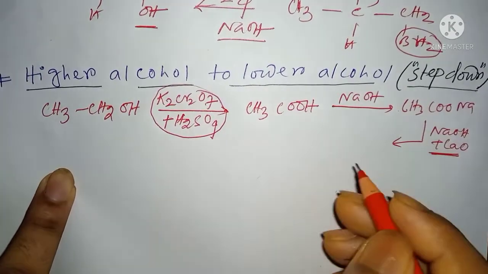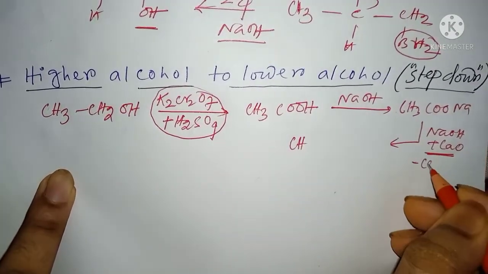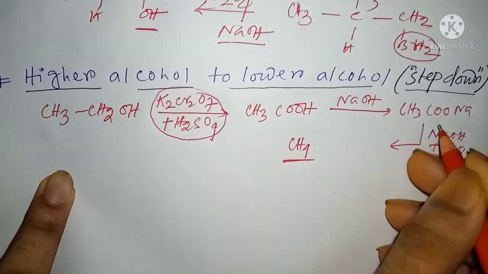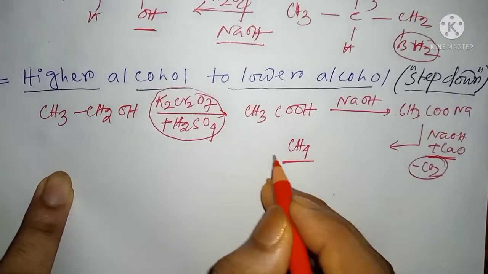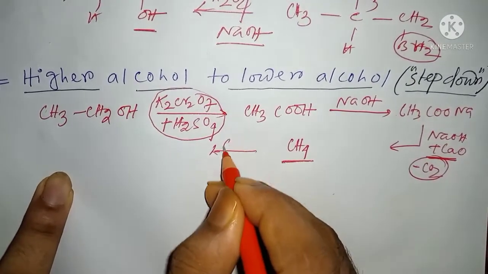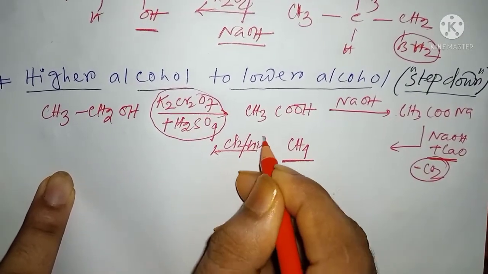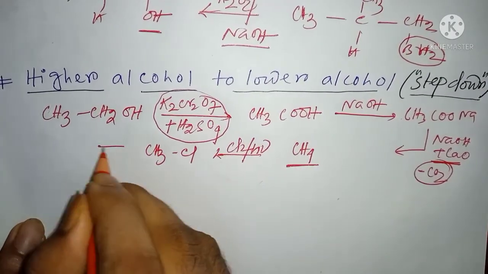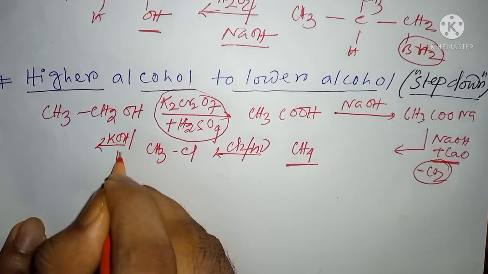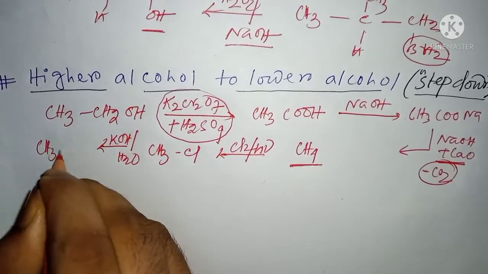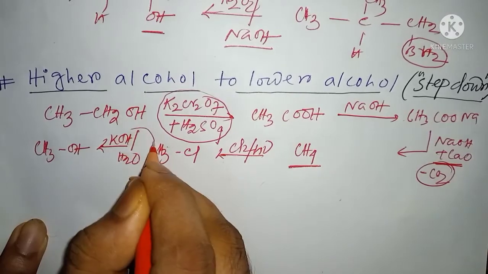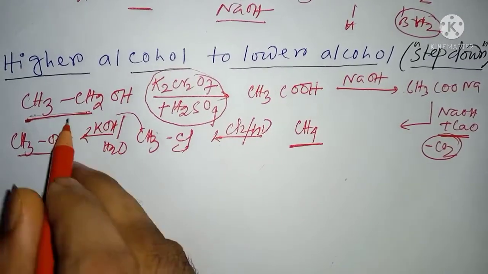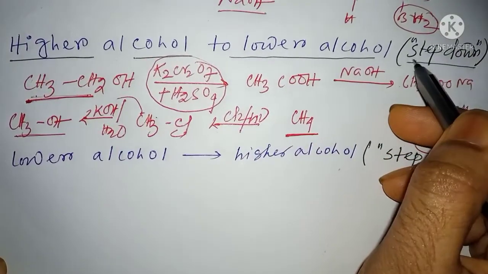So this is called the decarboxylation reaction: CO2 is removed, and hydrogen attaches to form CH4. Then Cl2 in the presence of light (hν) forms CH3Cl. Now KOH in the presence of H2O forms CH3OH: OH minus attaches and Cl minus is removed. There were 2 carbons, now there is 1 carbon. So 1 carbon is less, so this is the step down process.